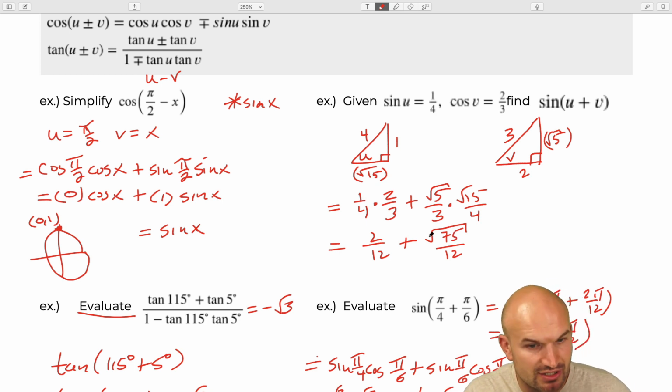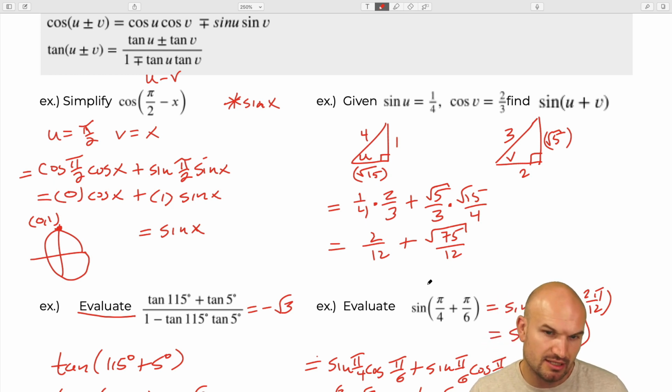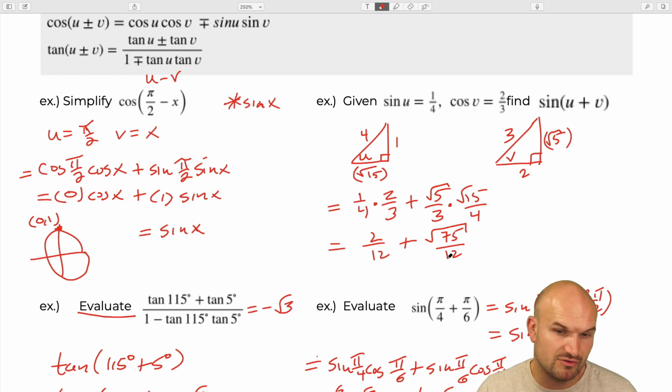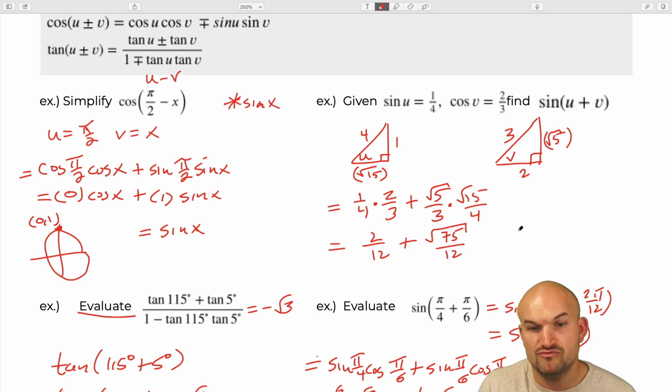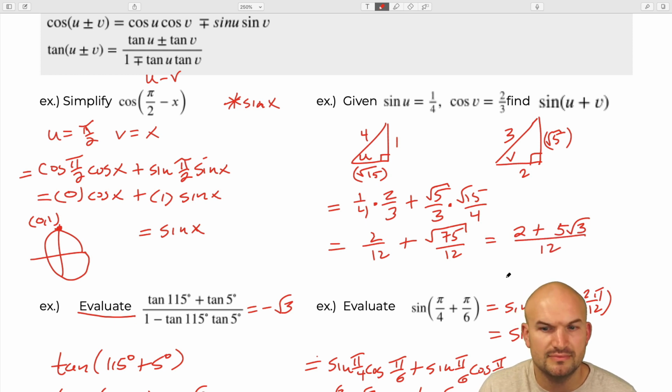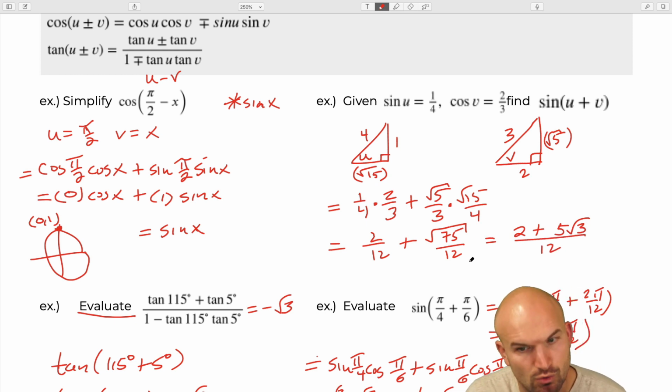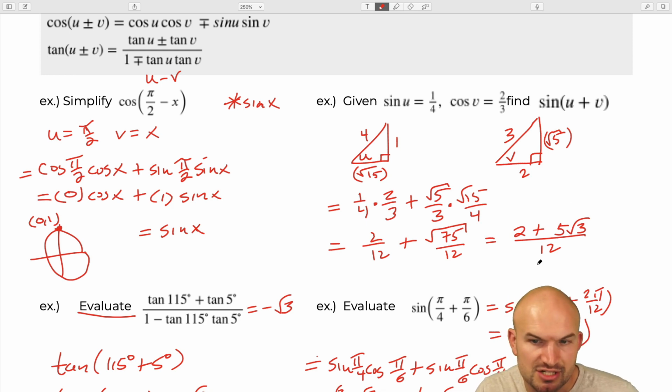Now, again, I could redo that. I could simplify the square root of 75 to 25 times 3, and then I could take the square root of 25, which would be 5. So I could rewrite this as a 2 plus 5 square root of 3 divided by 12. And we'll just leave it like that. I mean, you could factor the 12 out if you didn't want it as a fraction, but we'll just leave that as their answer there.